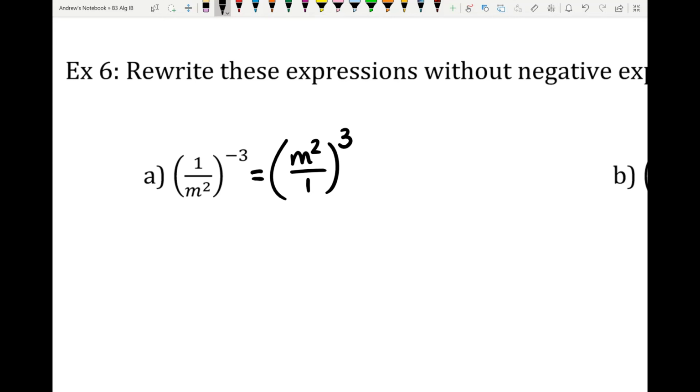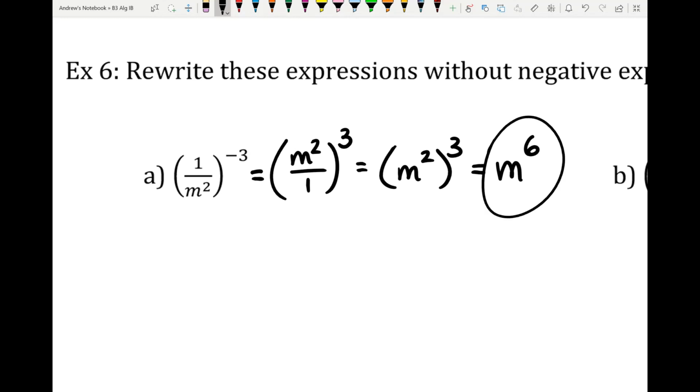So something I was doing a little bit ago, I was saying that anything divided by 1 is just that thing. So this is really m squared to the 3rd power. We don't really need the divided by 1. We can use it as a tool, it can help us figure things out a little bit better. But at the end of the day, you don't really need it there. So then m squared to the 3rd power is m to the 6th.